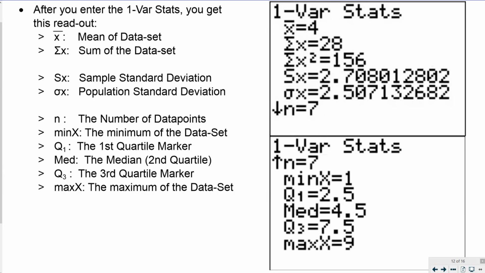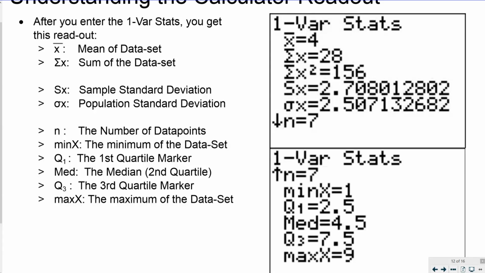I'm going to scroll down a little bit so you can see both screens. The x with the line over it means the mean, so it's the average of the data set. The average of the 7 numbers that I put in was 7. The sigma in front of x means that's the sum of the data set, so when you add all the numbers together, that's what they equal. The next one, sigma x squared, you can ignore. That doesn't matter for us.